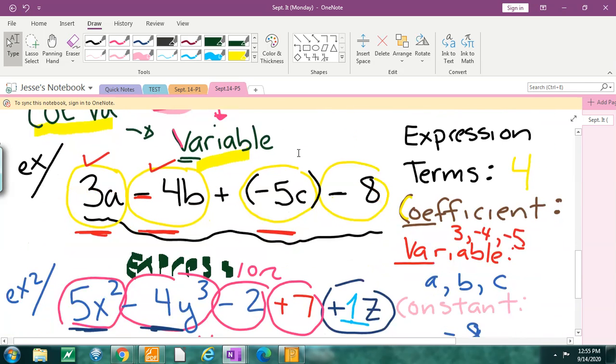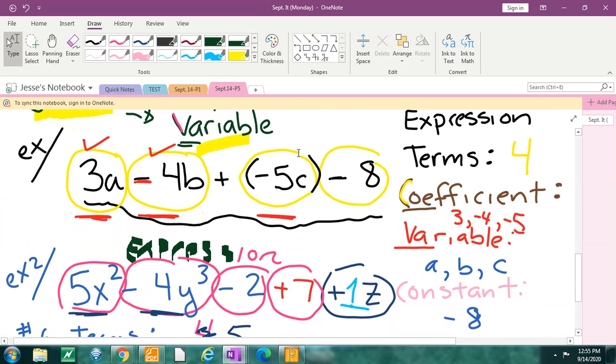So now we went over some problems. 3a minus 4b plus negative 5c minus 8. All right, we got 1, 2, 3, 4 terms. We got 4 terms. And then here's your coeva, coefficient variable, coefficient. This one does not, because that's going to be called your constant.